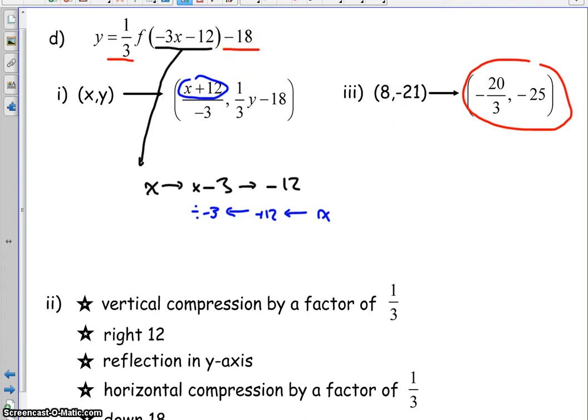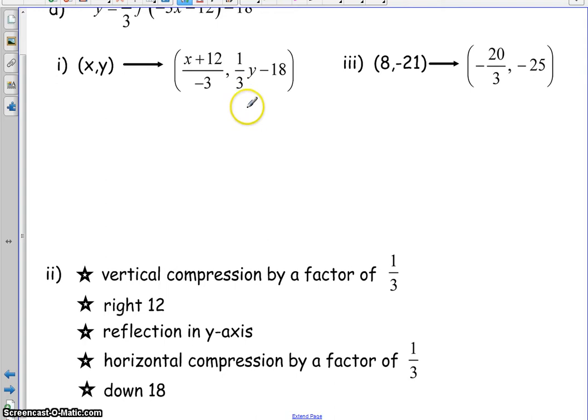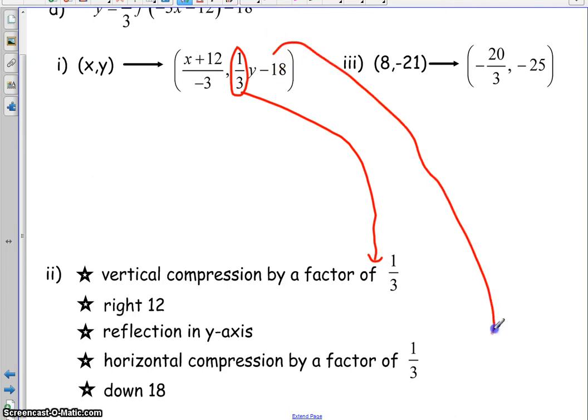Okay, again for your transformations, look at your mapping rule. So if you start with y, we have y times 1 over 3, which is a vertical compression by a factor of 1 over 3. That needs to be written sometime before the down 18.